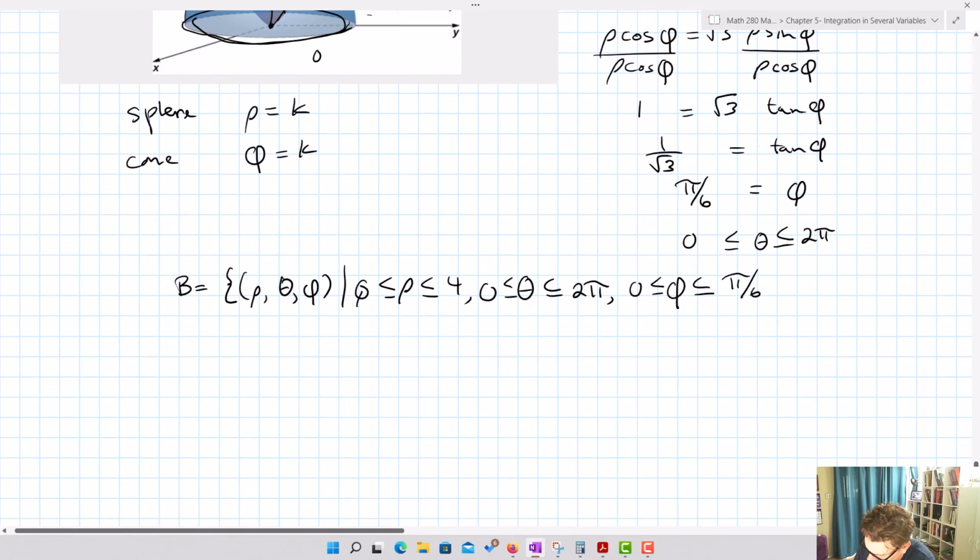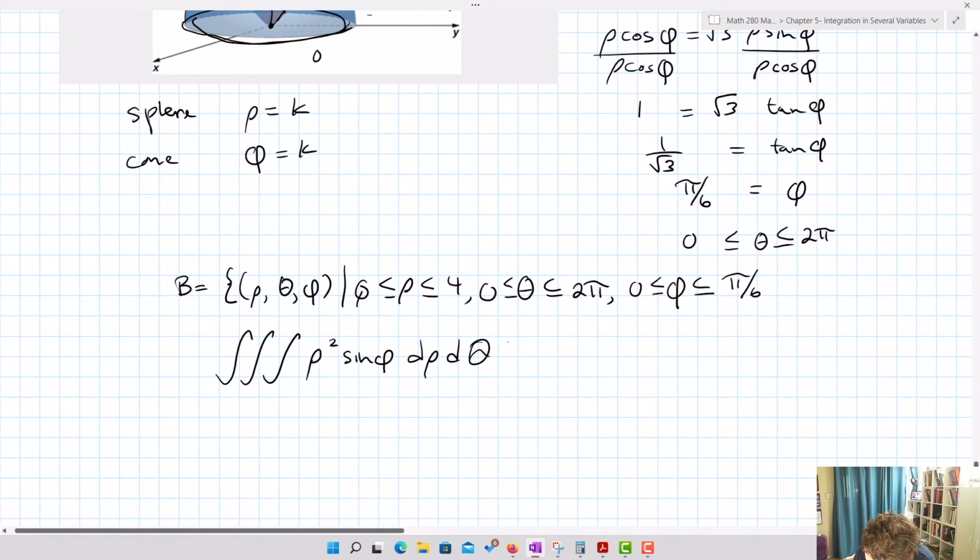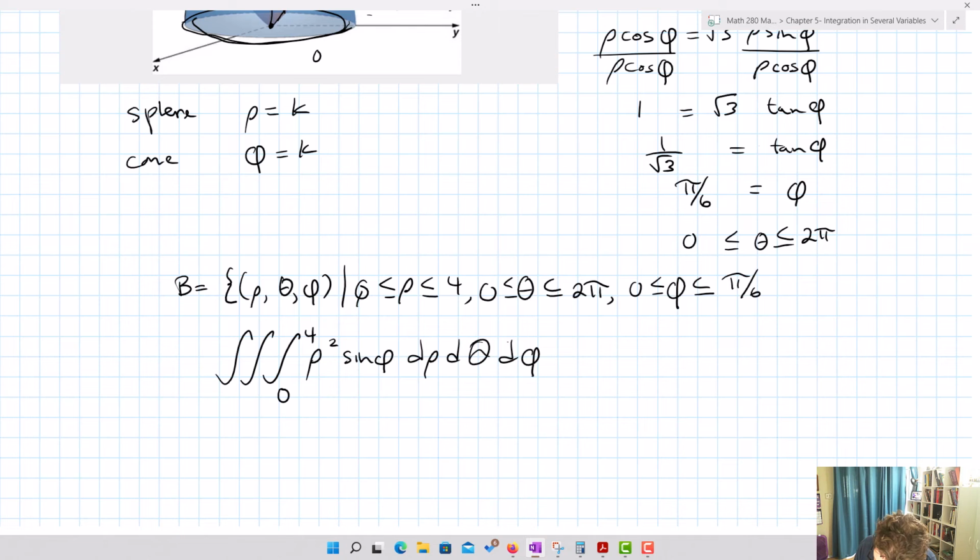To find this volume, I'll set up a triple integral. The function is 1, so we just have rho squared sine phi, d rho, d theta, d phi. Our bounds are 0 to 4 because rho is first, then theta from 0 to 2 pi, and third is phi, from 0 to pi over 6.